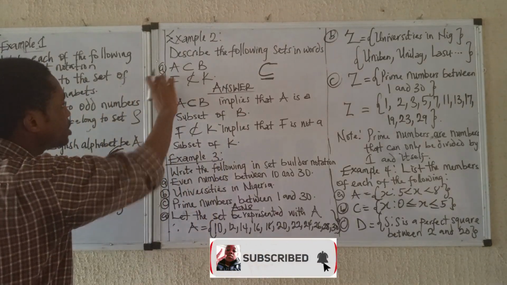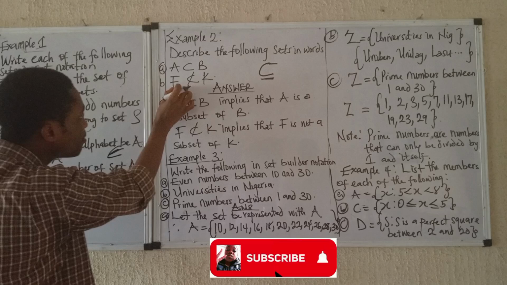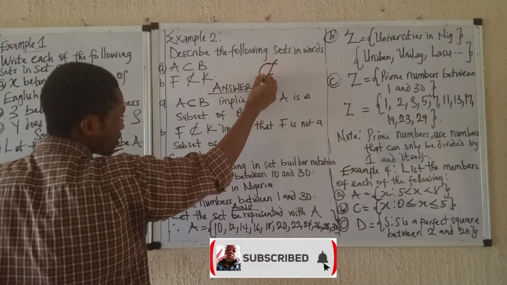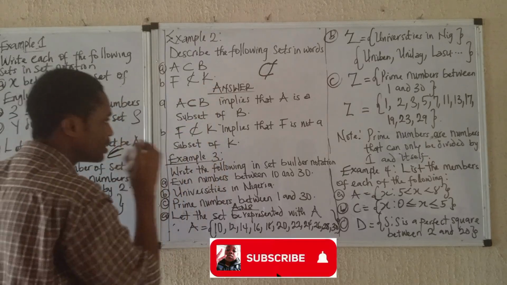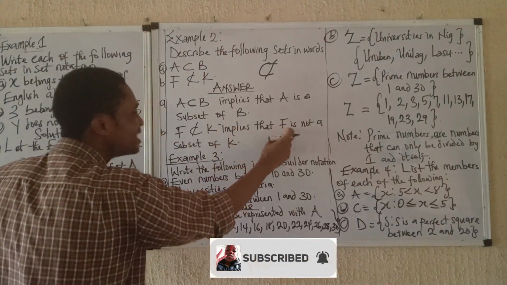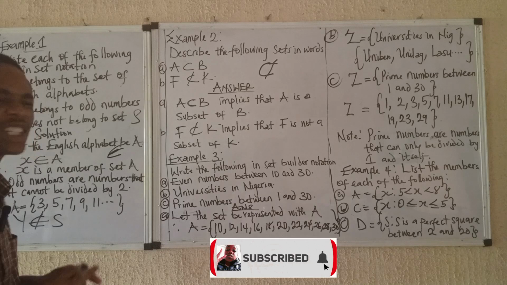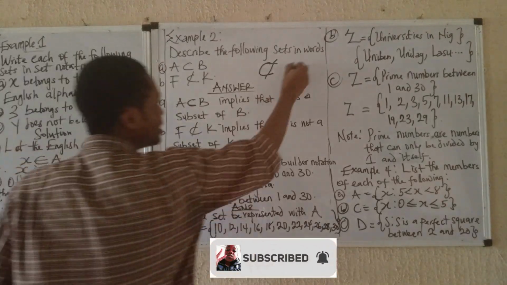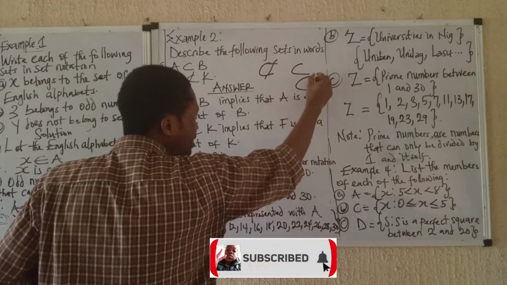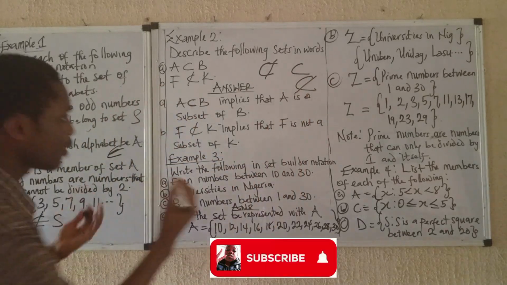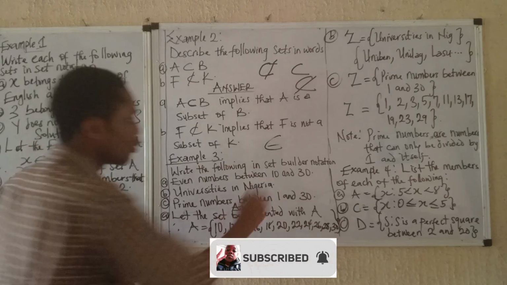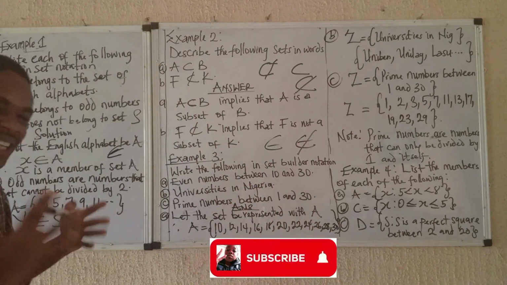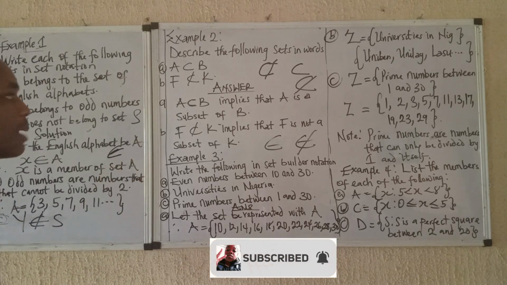Now, the second question, which is B, F. As you can see, again you see this symbol, but this time it's slashed, of K. This implies that F is not a subset of K. So when you see a symbol like this, it is a subset. Like this, it is not a subset. Or when you see this, it is an element, while this is not an element. So be used to these symbols. We get a lot of questions from this part.